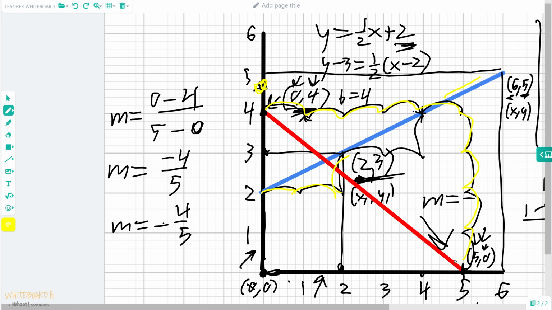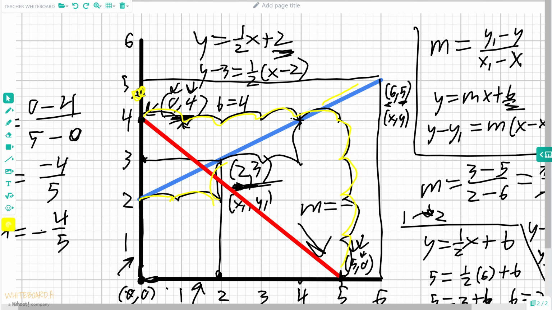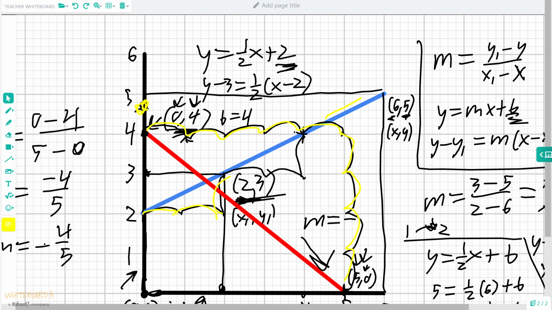So those are key components. That's the majority of what you have to know for linear equations for Algebra 1.